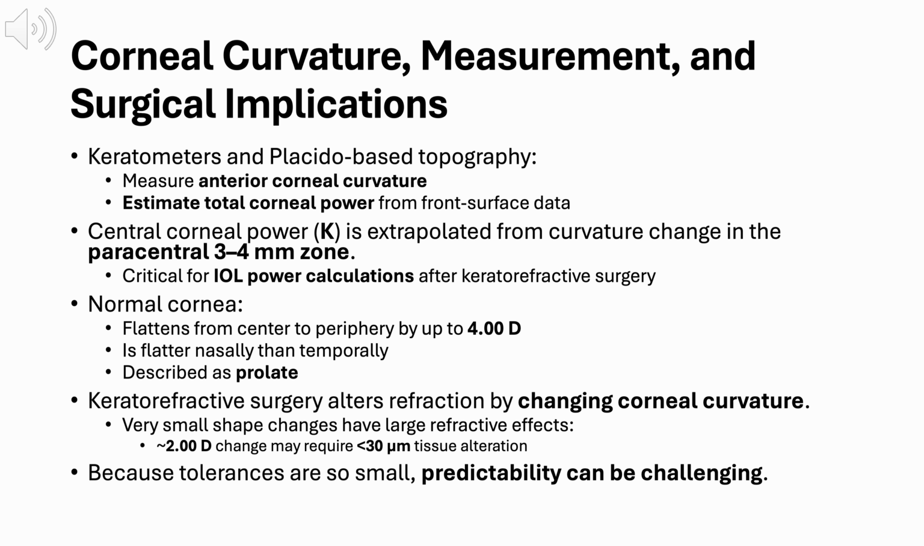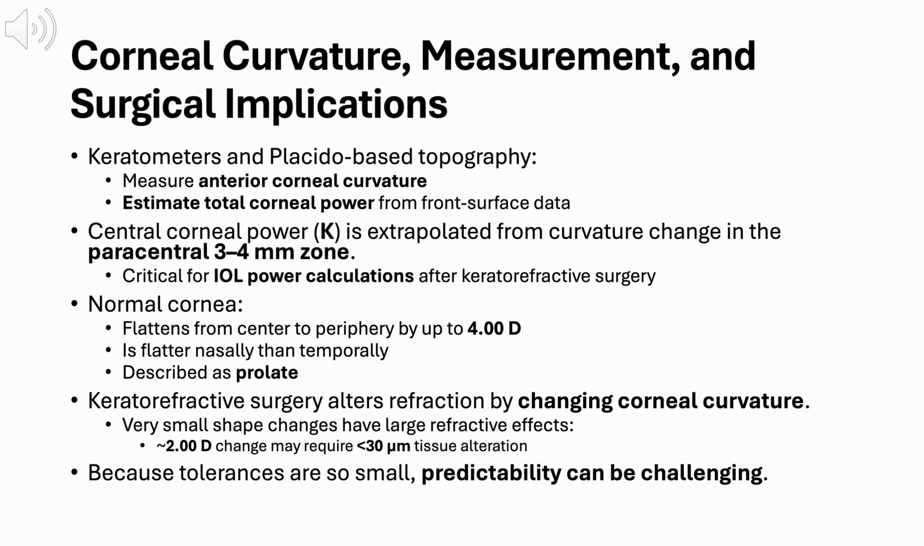Now we'll focus on corneal curvature, how it's measured and why it matters surgically. Keratometers and placido-based topography primarily measure the anterior corneal curvature, and from that front surface data we estimate total corneal power. Central corneal power, or K, is extrapolated from curvature changes in the paracentral 3 to 4 mm zone. This becomes especially important after keratorefractive surgery because errors in estimating K can directly affect intraocular lens power calculations.